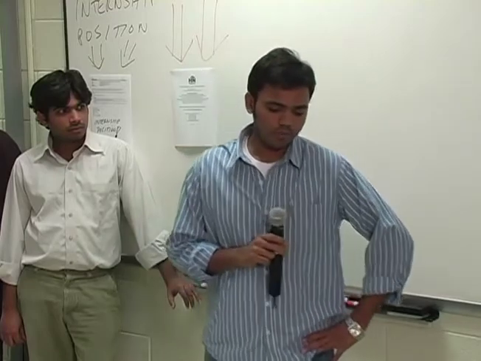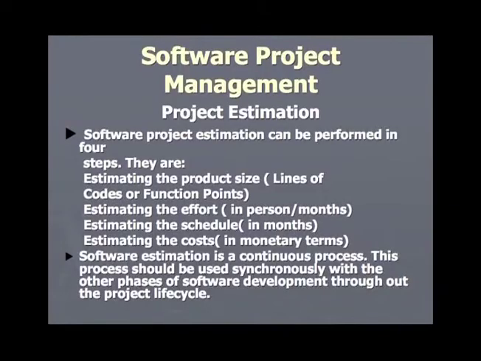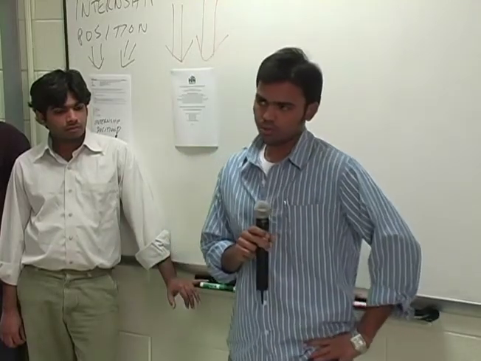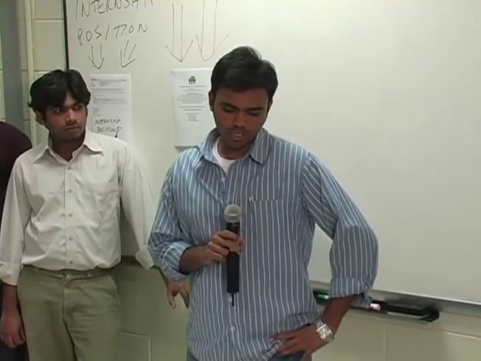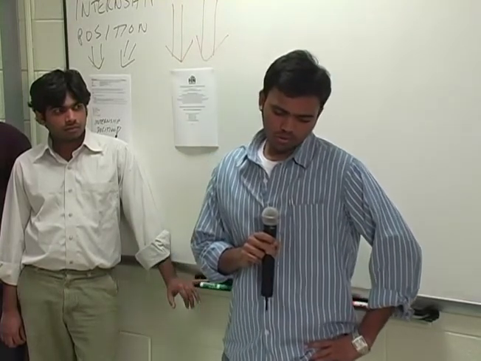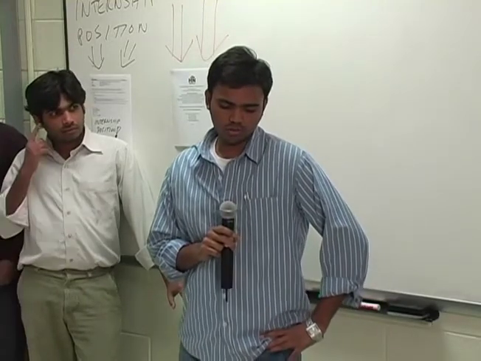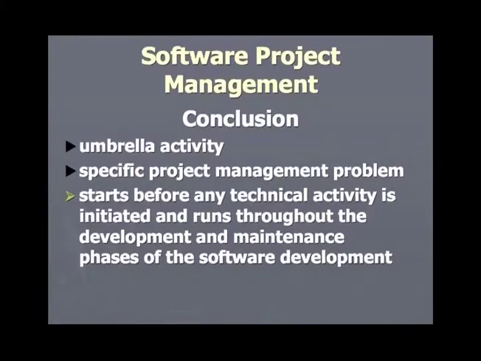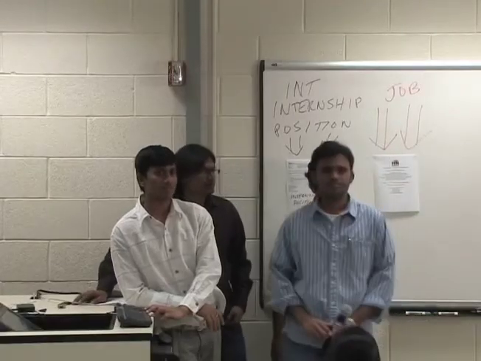Software project estimation can be performed in 4 steps: estimating the product size, estimating the effort, estimating the schedule, and estimating the cost. Software estimation is a continuous process. This process should be used in parallel to the other phases of software development throughout the project lifecycle. To conclude, it is an umbrella activity, and every characteristic explained by our friends is to be followed in every software development process. Okay, any questions?